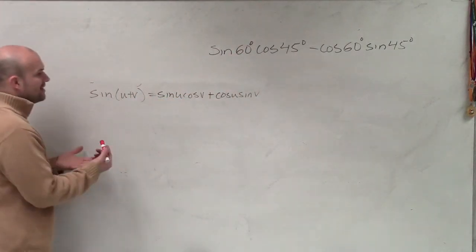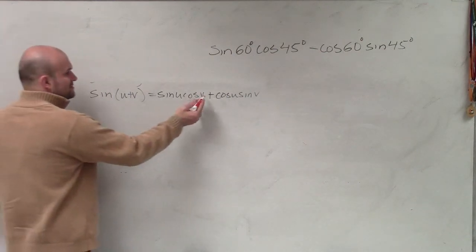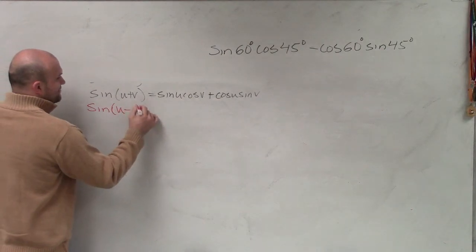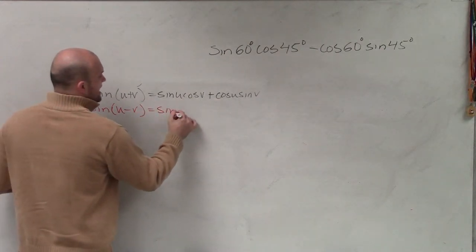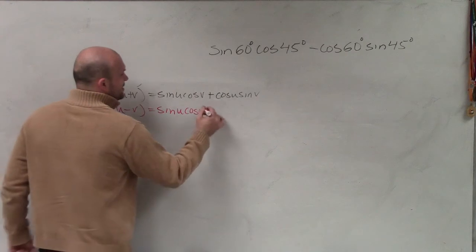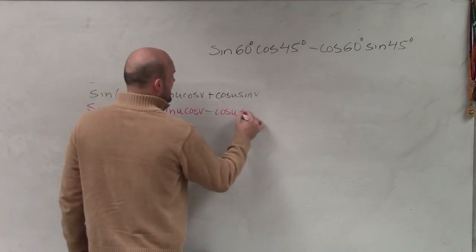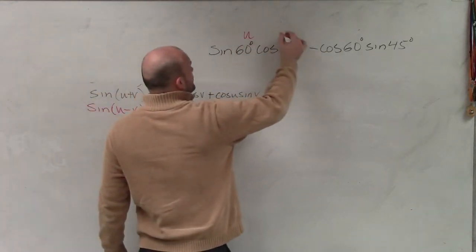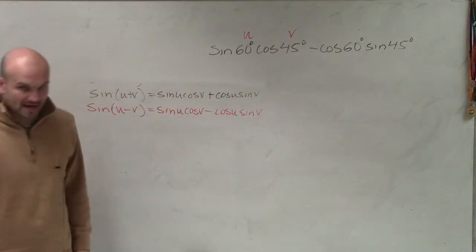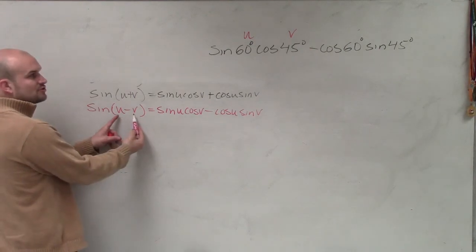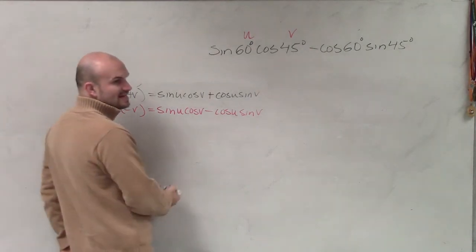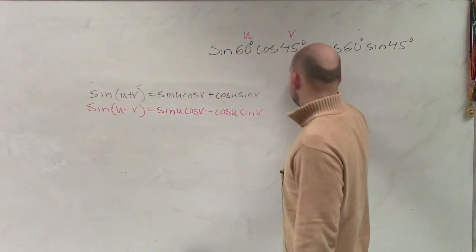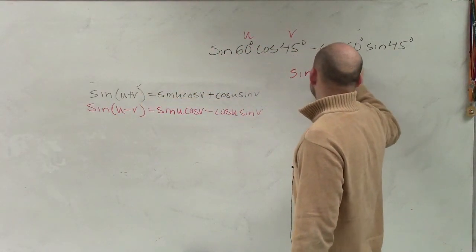So remember, on the difference formula, you go back on your sheet and say, all right, well, that's u minus v, which equals the sine of u times the cosine of v minus the cosine of u times the sine of v. So what you guys can determine is this is your u and this is your v, right? And what we're doing is you subtract your u minus v. So what this actually is trying to evaluate is the sine, very good, of 15 degrees.